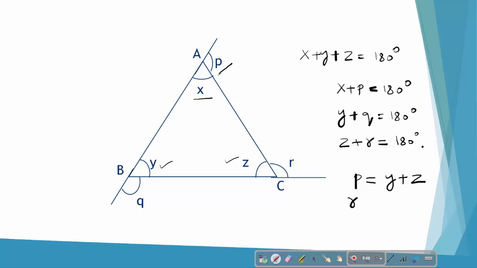Similarly, R is an exterior angle and the interior angles which are not adjacent to it are X and Y. So X plus Y is equal to R. Similarly, Q is an exterior angle and the interior angles not adjacent to it are X and Z. So X plus Z will be equal to Q here.